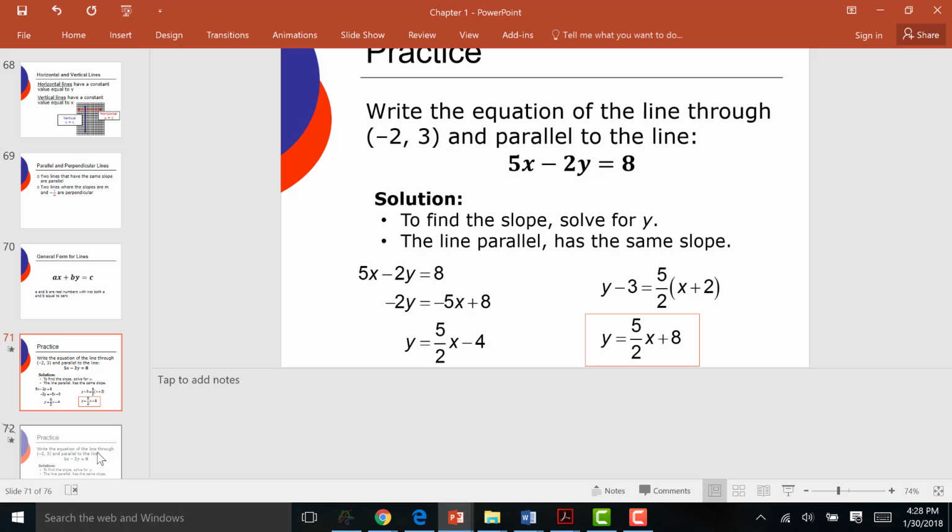Is y by itself? No. What should I do? Add 3. Add 3 to both sides to get rid of this minus 3 on the left side, so I've got to add 3 on this side. The negative 3 and the plus 3 on the left cancel, so now you have y equals 5 over 2x plus 8. Now we're done.